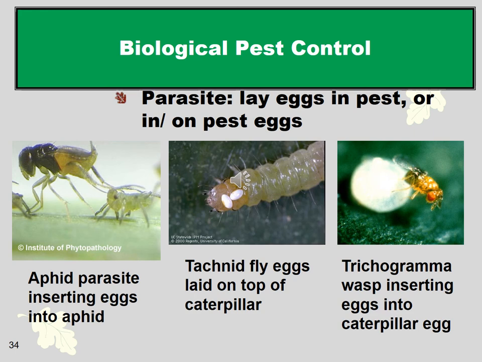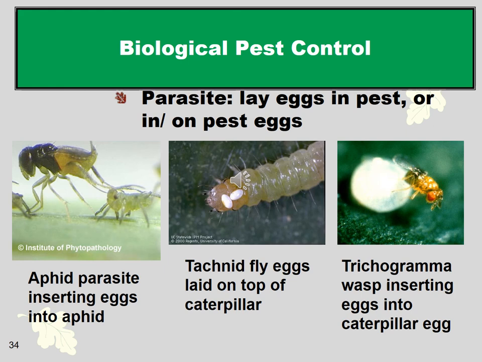And the Trichogramma wasp inserts eggs into the caterpillar egg. Those are all the aphid parasite, the arachnid fly, and the Trichogramma wasp. They all are beneficial insects attacking pests of our plants.